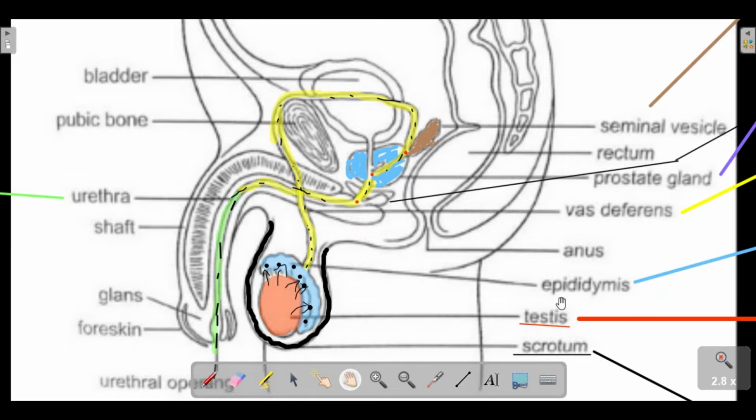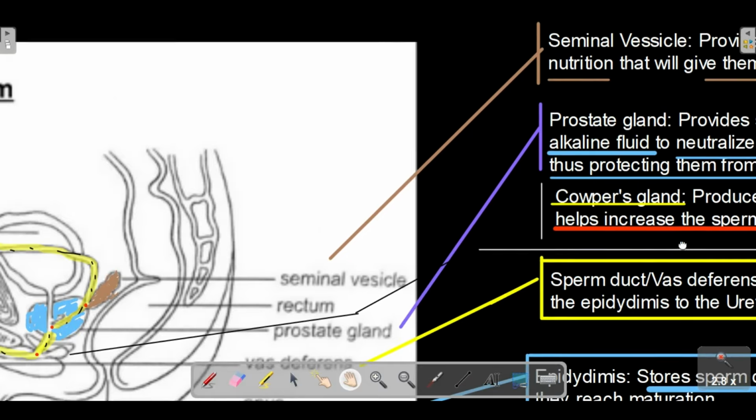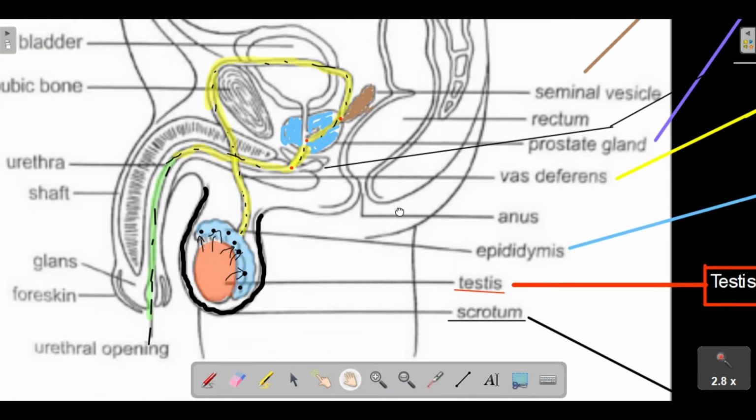And so there you have it. Those are your three accessory glands. The seminal vesicle provides sperm cells with nutrient-rich fluid to provide energy. The prostate gland provides sperm cells with alkaline fluid to neutralize the vaginal acid, and the Cowper's gland provides them with mucus that helps increase the sperm cells' speed.